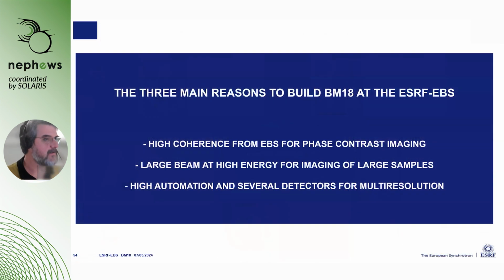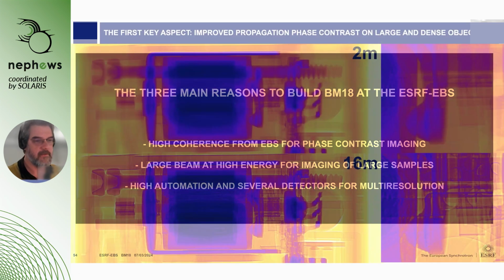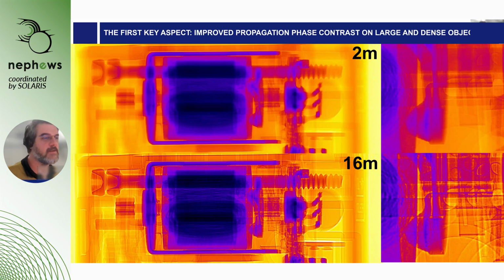So the three main reasons to build BM18, from what we understood: the high coherence. So I will show you the difference, what it means. In the top picture, we are at 160 kilo-electron volts, so very high energy. The top pictures show you what would have been feasible with a beamline like ID17. So you have nearly no phase contrast when you are at very high energy, and you cannot go much further because it would become blurred. Below, you have one of the pictures done on BM18 with 16 meters of propagation, where you have strong phase contrast because of the coherence properties.